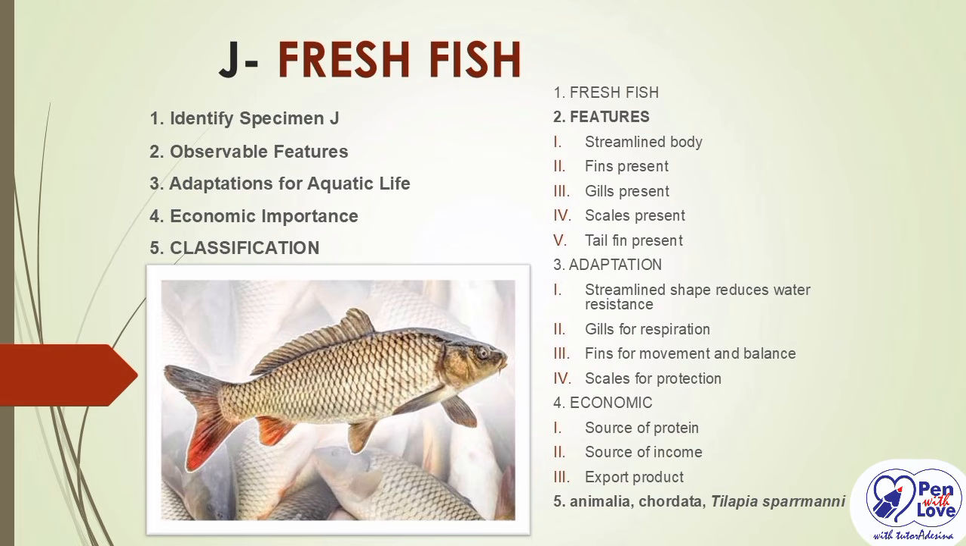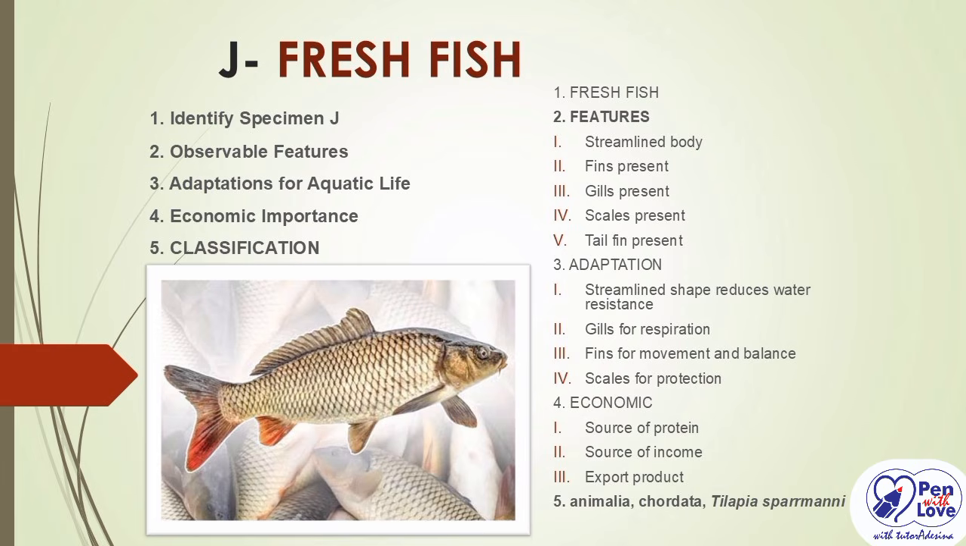Now, observable features, like I've said earlier, are things you can see with your eyes, something you'll be able to observe while looking at it. You don't need to be thinking of anything anybody has said about it. What you can see, like now, they have a streamlined body to reduce water resistance. They have fins, they have gills.